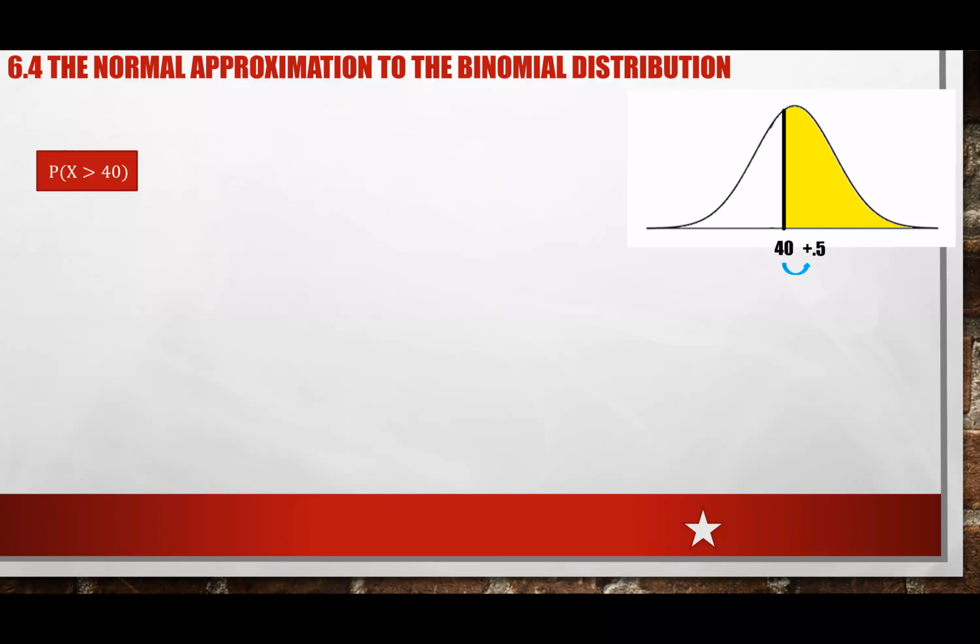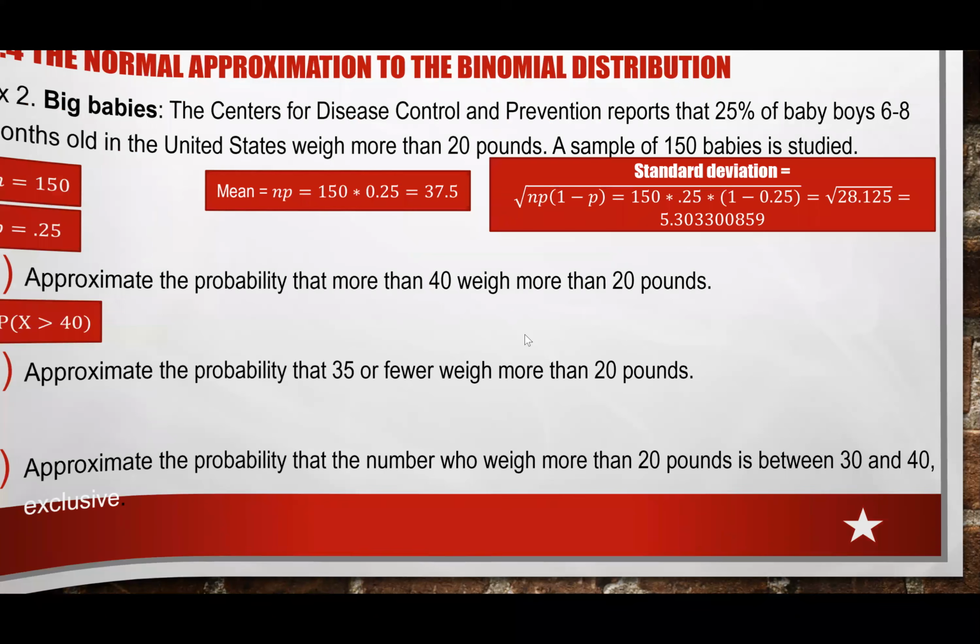So if I move it to the right, I need to add 0.5. And if I add 0.5, my endpoint will be 40.5. Once you have this, your endpoint is 40.5, so you just put in normal CDF. 40.5 is your smaller endpoint. Your bigger endpoint will be some humongous number. And the mean will be 37.5, and the standard deviation will be 5.303, right?